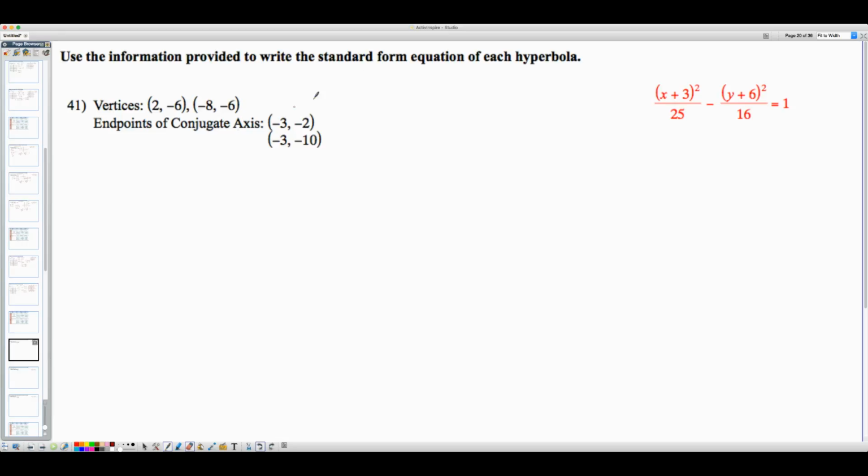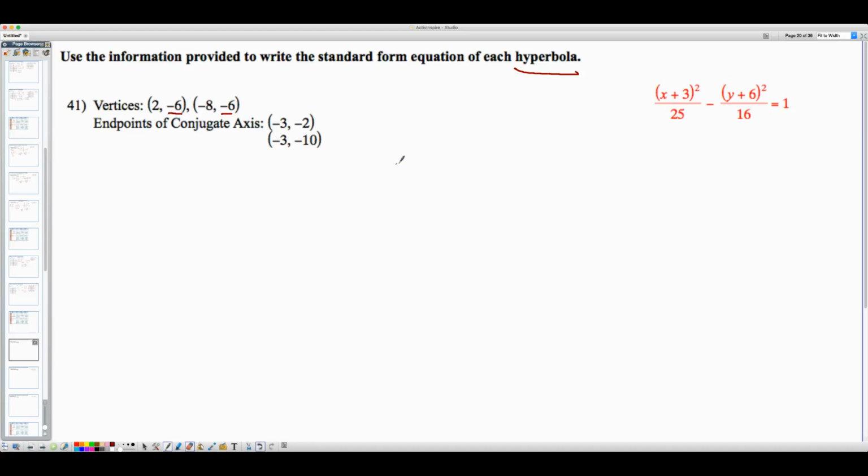The information to write, this is a hyperbola, so I know it's going to have a minus sign in between the two terms. The ones that are staying constant here are the -6. This is for the vertices. And the conjugate axis would be a -3.